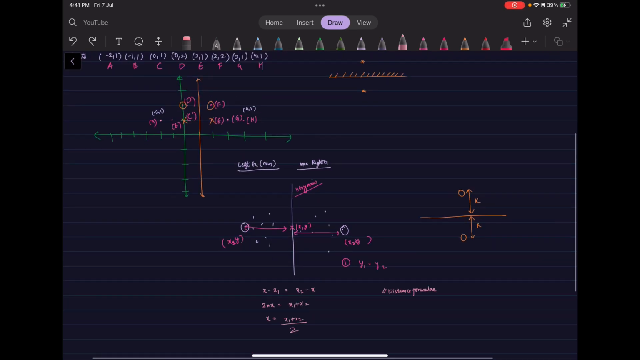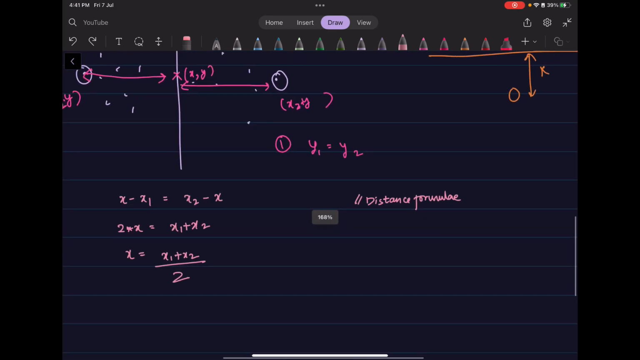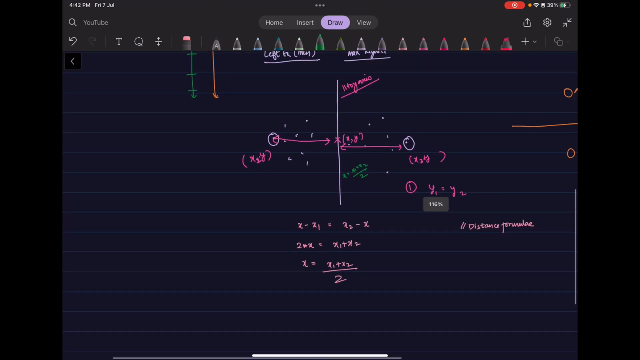One more thing I told you in the beginning, right? This is not asked for in the question, but if you want to find the equation of this line, it is x equal to k, and this k here is nothing but this x itself. So the equation of this line would be x equal to x1 plus x2 by 2. But this is something extra. This is not needed in the question.